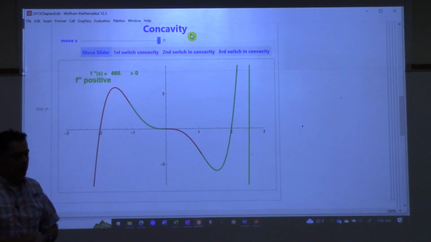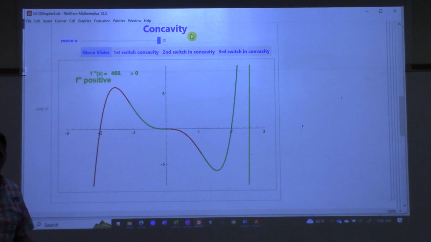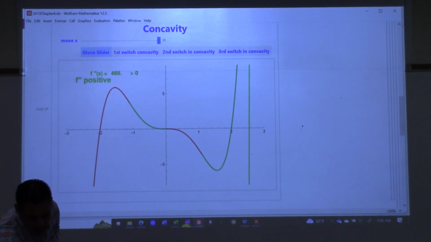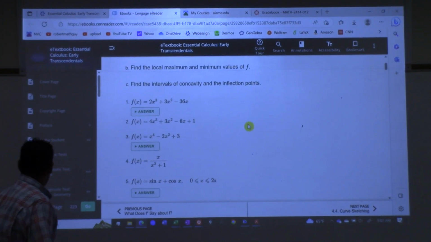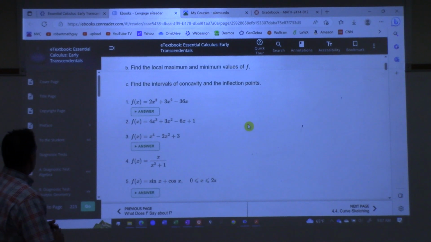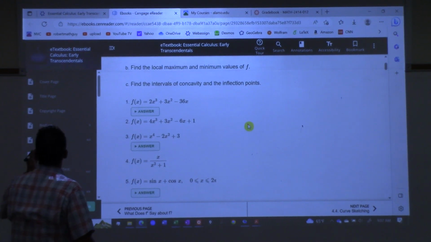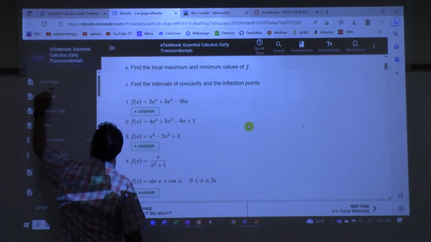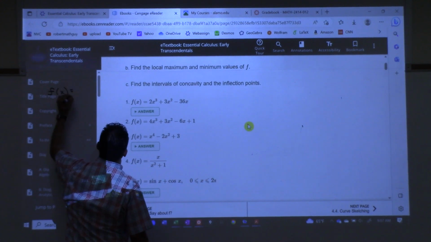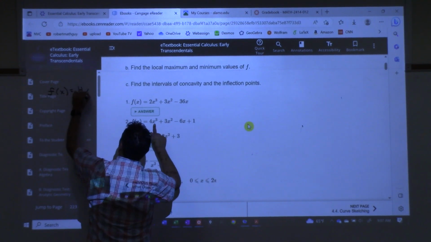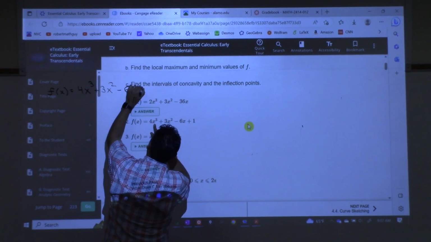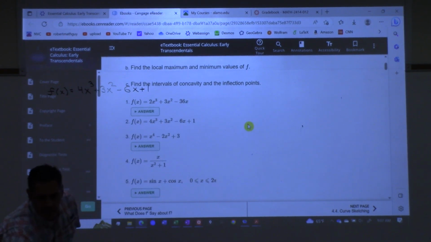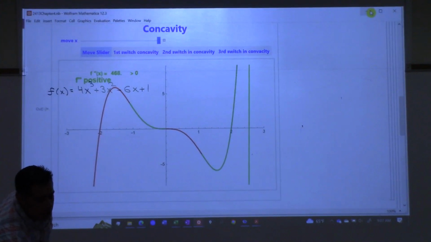So I'm going to go right into a problem. We're going to just start with an example, and I'm going to pick one right from the book. Let's do an even problem. Let's do f of x equals 4x cubed plus 3x squared minus 6x plus 1. All right, so we have this polynomial function.